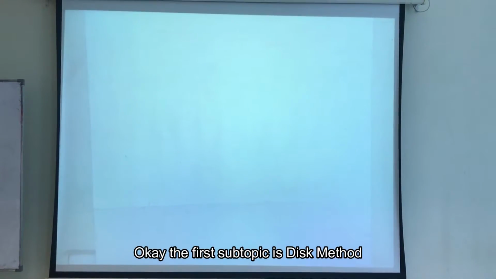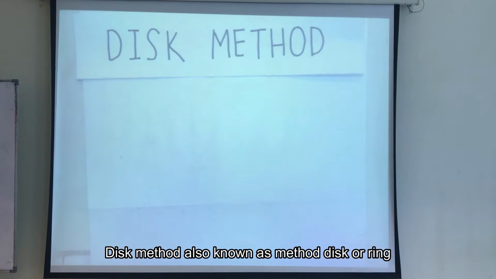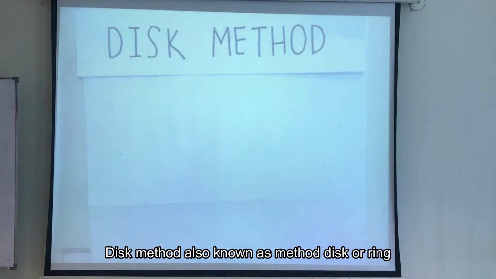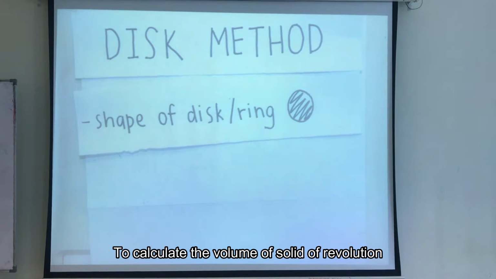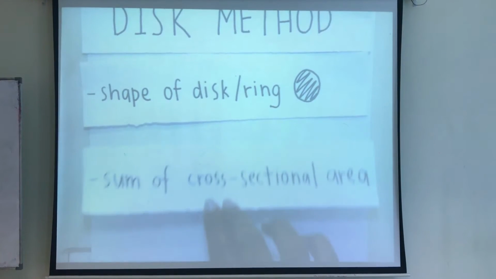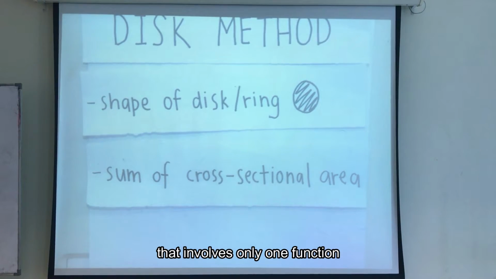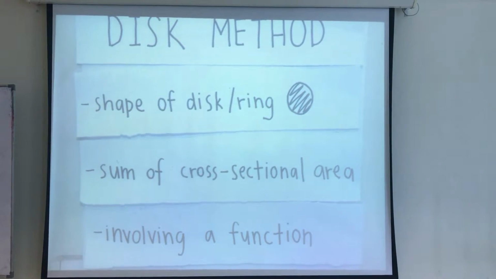Okay, the first subtopic is disk method. Disk method is known as method of disk or ring to calculate the volume of solid of revolution by taking the sum of cross-sectional area that involves only one function. Okay, I'll show you one example. First example.